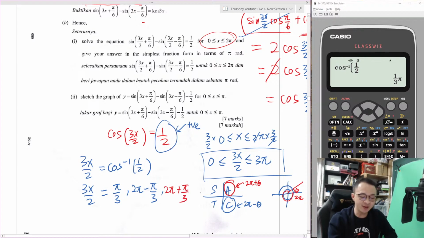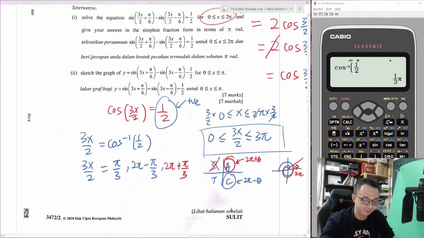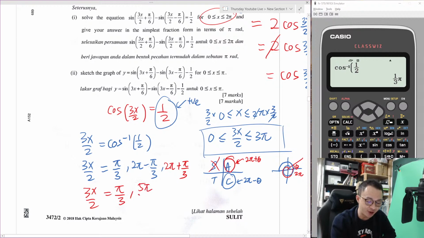Then second quadrant, cos gets negative, I can ignore here, it doesn't matter. So I believe these are the 3 answers I will get here. So let me solve it real quick. Pi over 3, 5 pi over 3, 7 pi over 3. So then x will be times 2.